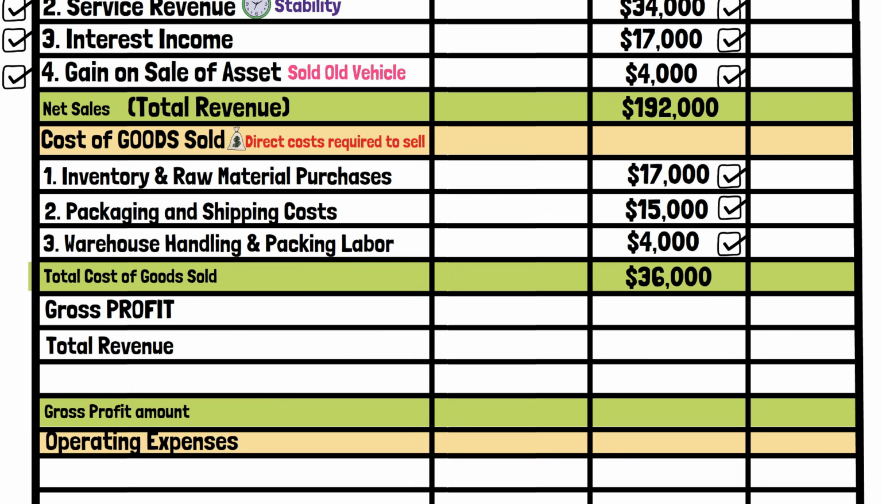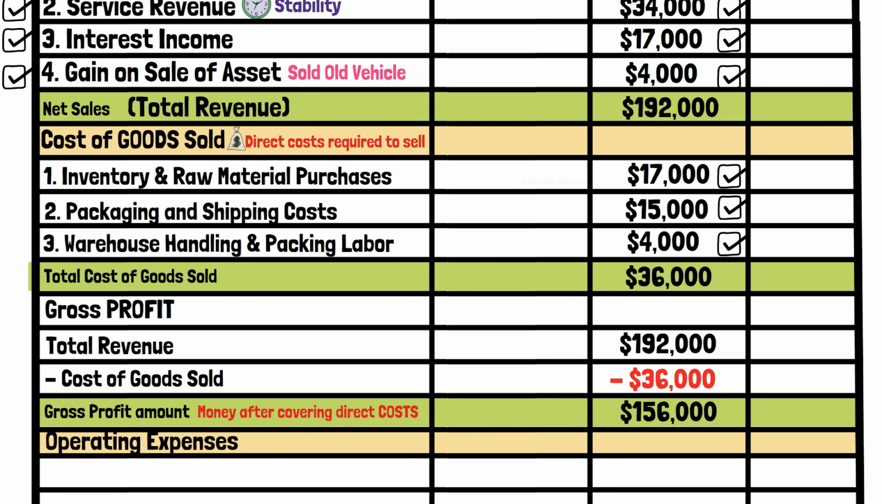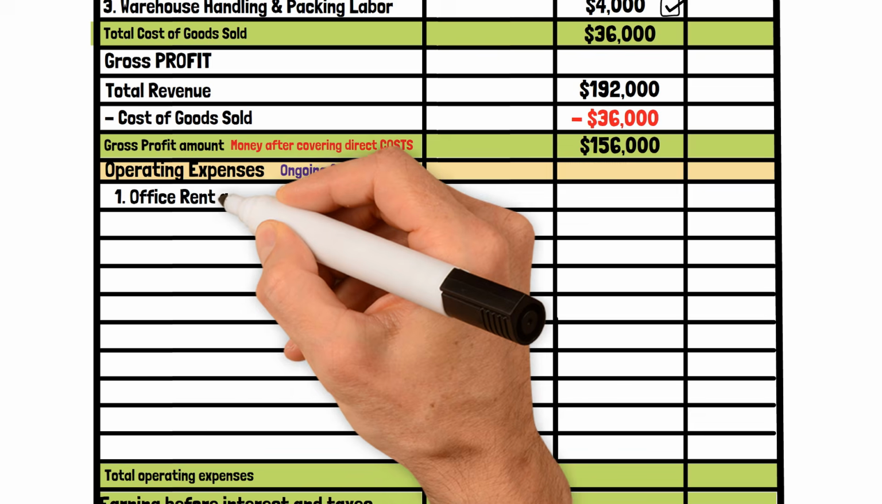Subtracting this amount from total revenue gives the gross profit. $192,000 minus $36,000 results in a gross profit of $156,000. This figure represents the money remaining after covering the direct costs of selling products and before paying for day-to-day business operations. Next come operating expenses, which are the ongoing costs required to run the business regardless of how many units are sold. The first operating expense is office rent and utilities.